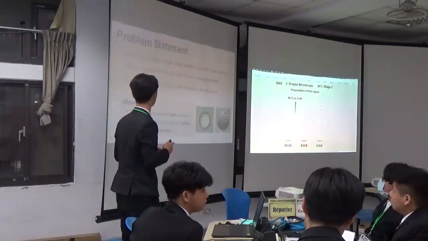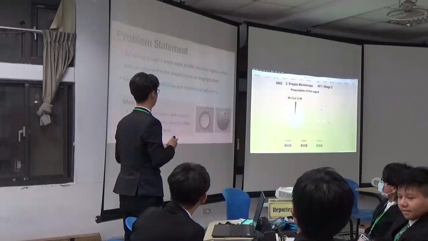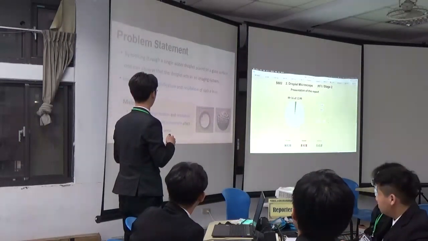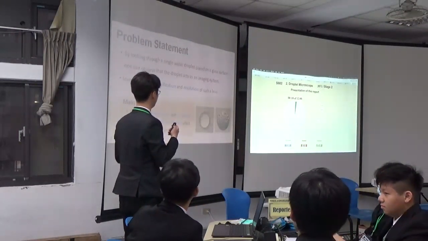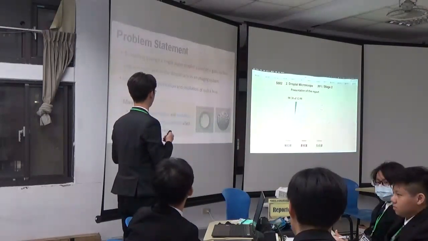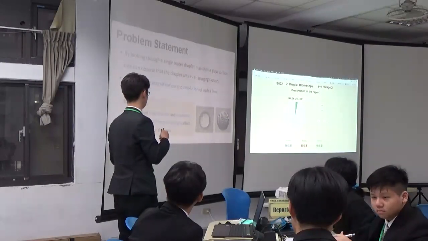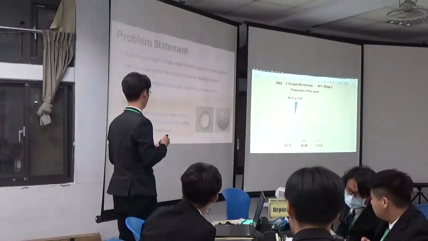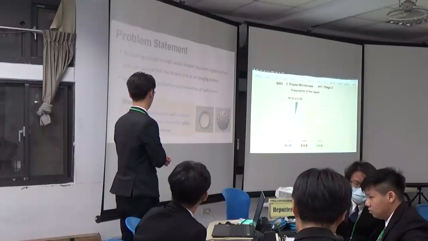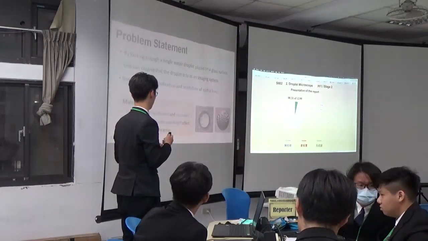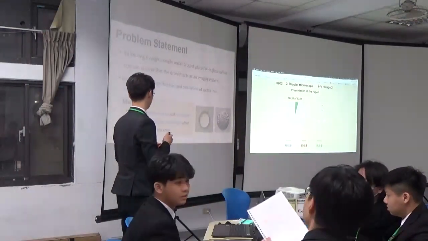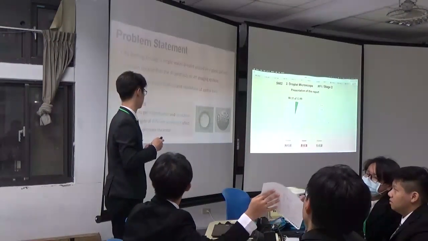So for the problem statement, we said by looking through a simple water droplet placed on a glass surface, one can observe that the droplet acts as an imaging system. And you have to investigate the magnification and the resolution of such events. There are 3 main focuses in my report. One is how to get magnification and resolution. Another is how different wavelengths affect this phenomenon. And another is how to decrease the error.